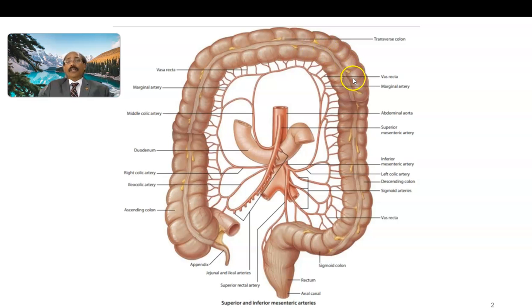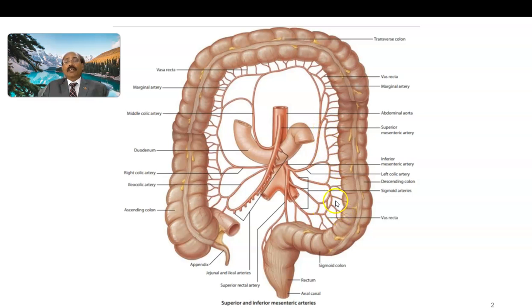And this part, the splenic flexure, descending colon, sigmoid colon, rectum, this part, also upper part of the anal canal, this part is supplied by the branches of the inferior mesenteric artery. So this artery made some arcade here. We are seeing some arcade of blood vessel.